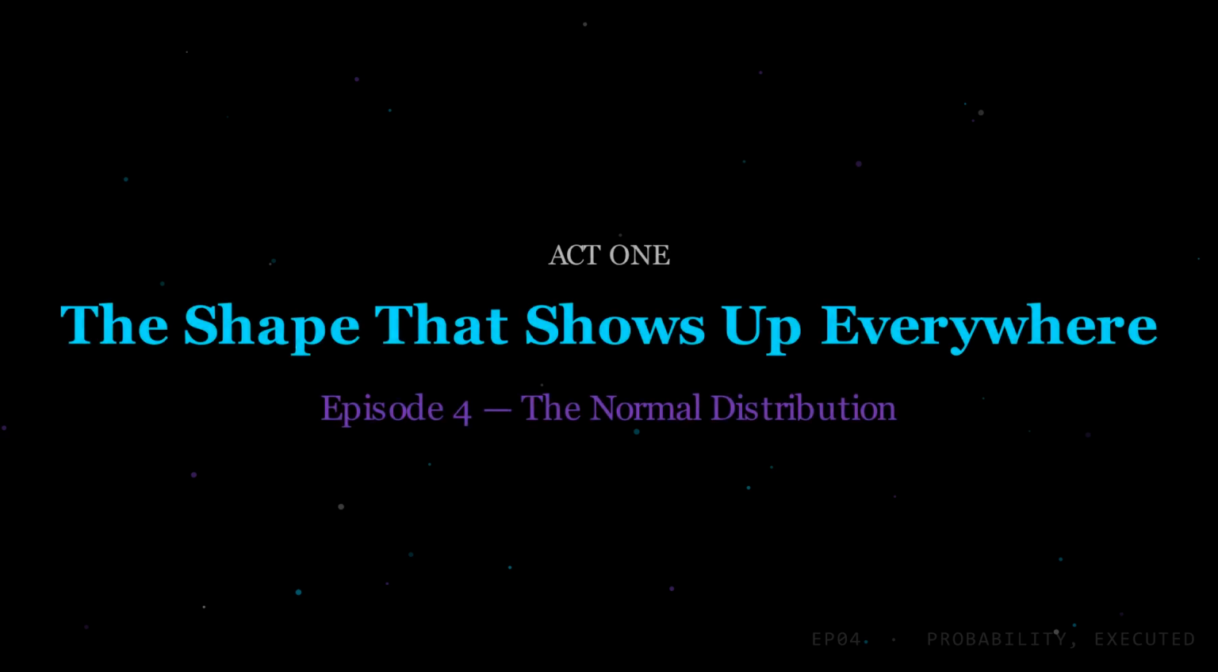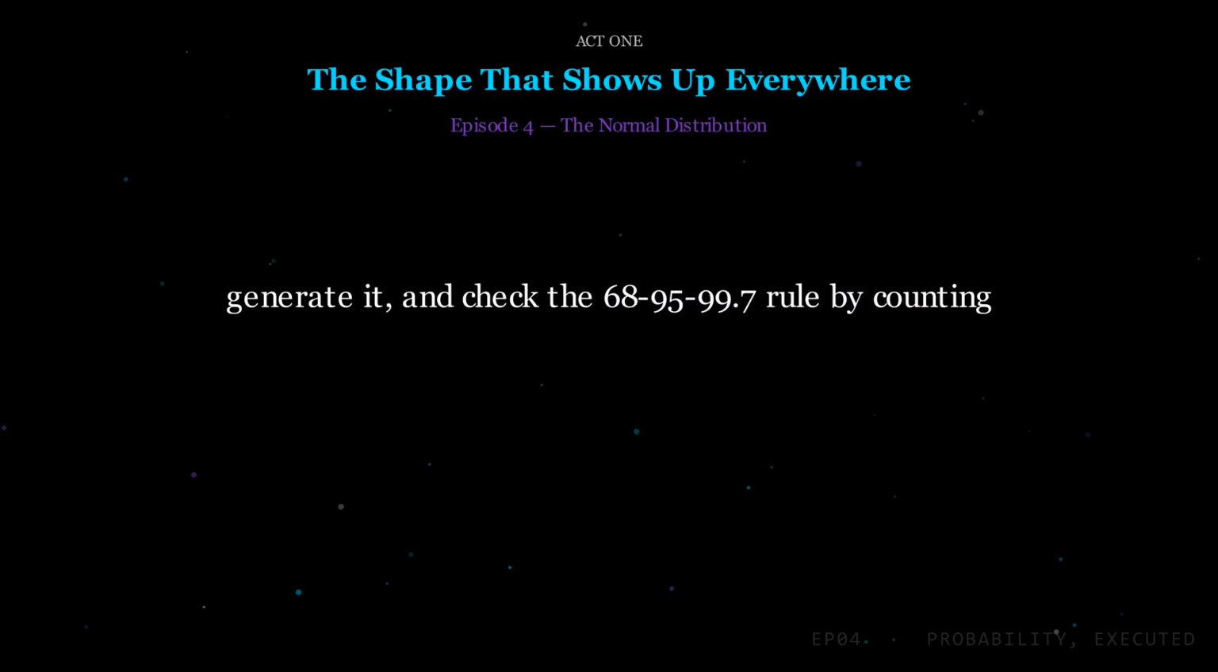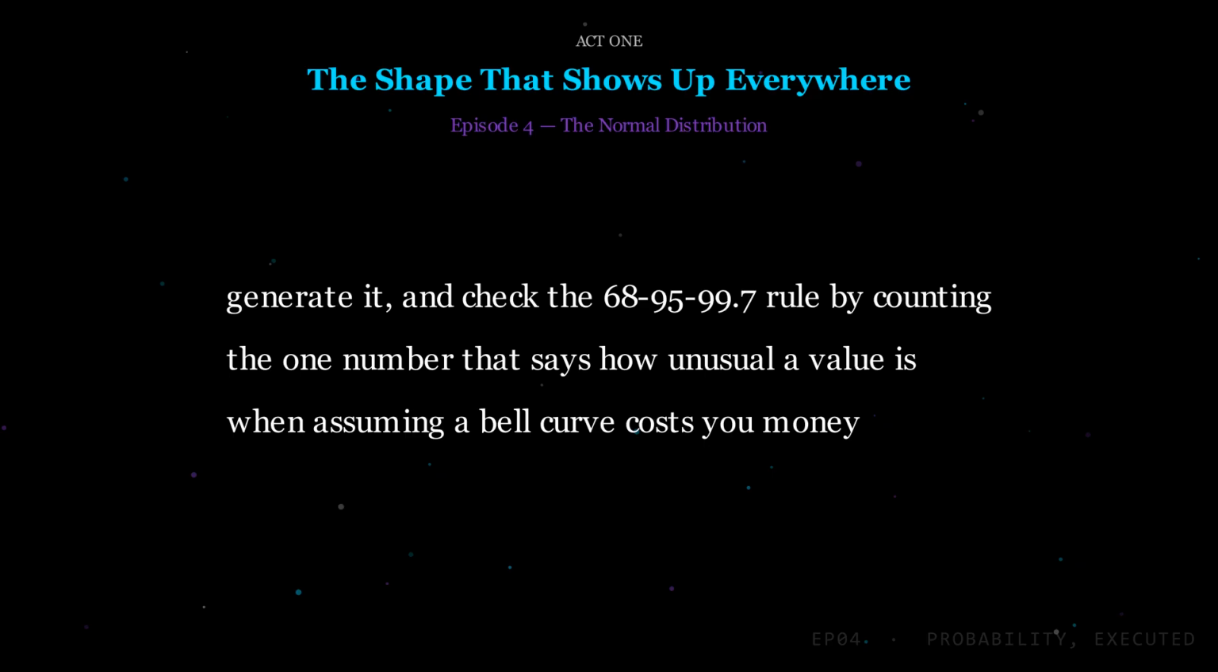Today, we generate normal data. Check the famous 68, 95, 99.7 rule by counting rather than trusting it. Learn the one number that tells you how unusual any value is, and then spend the back half on the much more important question of when assuming a bell curve will actively cost you money.